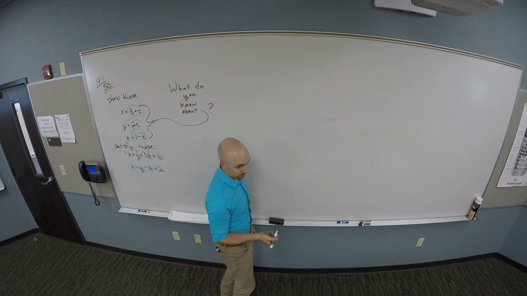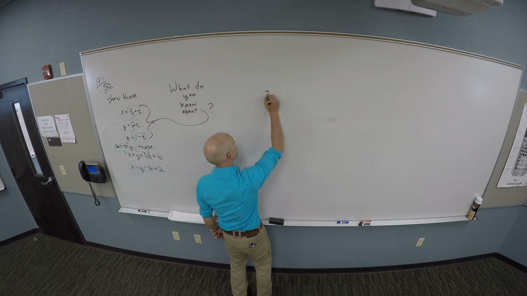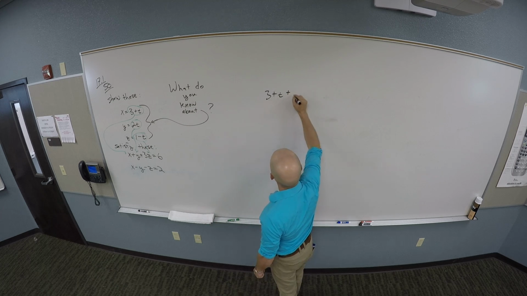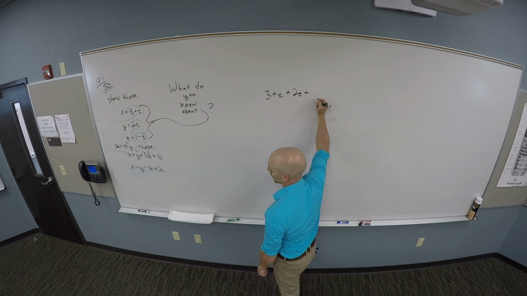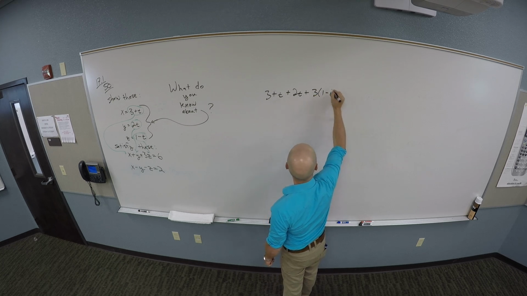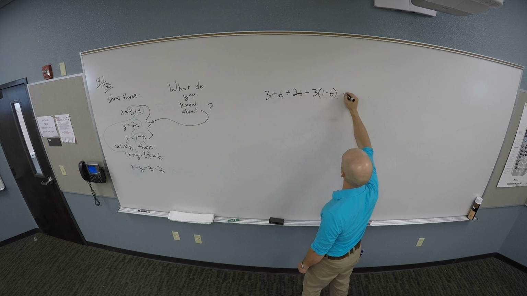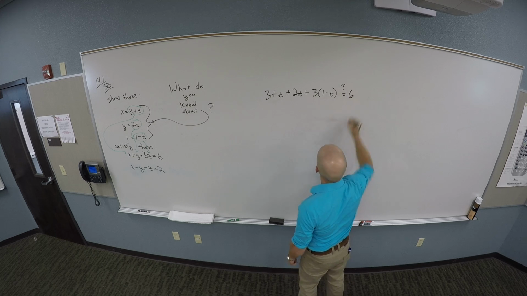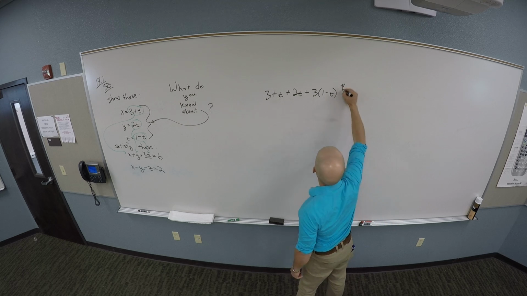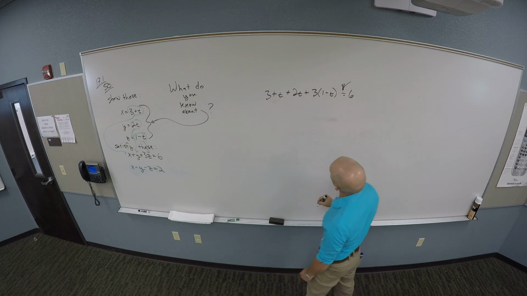So what's x again? 3 plus t. Okay, so I'm looking for 3 plus t plus 2t plus 3 times 1 minus t equals 6. And I'm wondering, is this 6? Yep. And then the other one would have to do the same thing. Okay, so if we combine like terms, we get 6.